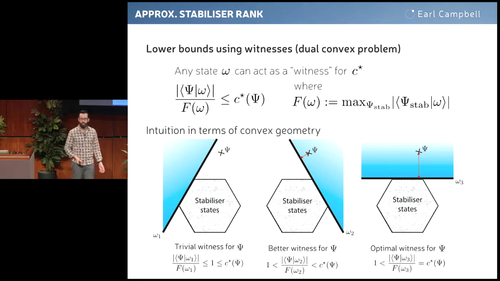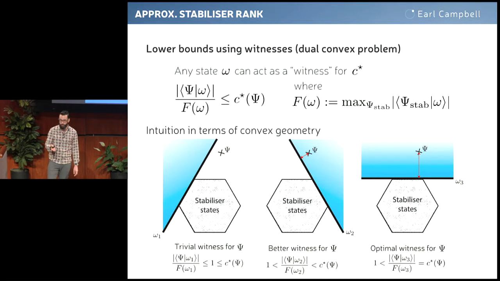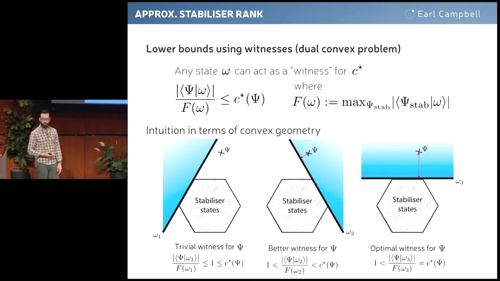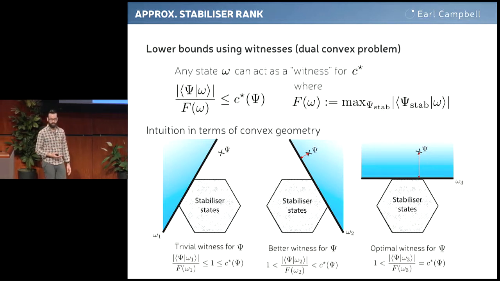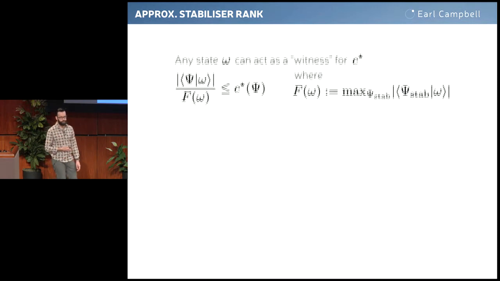You can have a bound which is non-trivial, because it gives you some actual constant that's bigger than one, and it tells you that C star has to be bigger than that. But it might not be an optimal witness. It turns out that for these kinds of convex optimization problems, so-called strongly dual convex optimization problems, there will always be an optimal witness that actually tells you what the value of C star is. And this fact allows you to prove quite a few things.